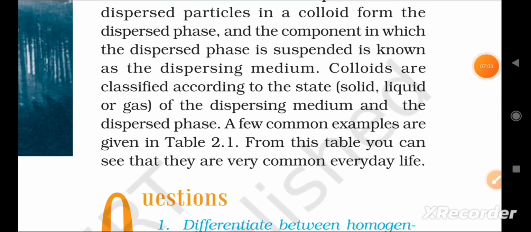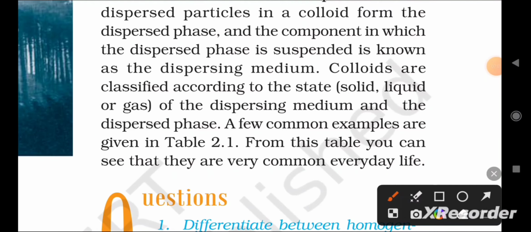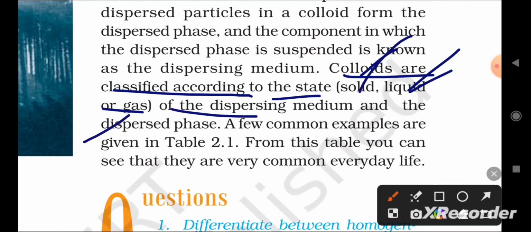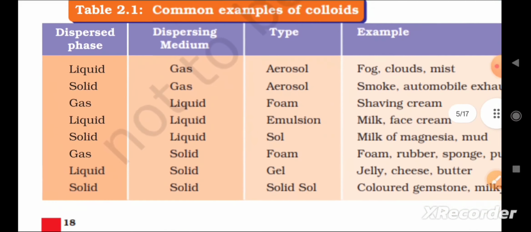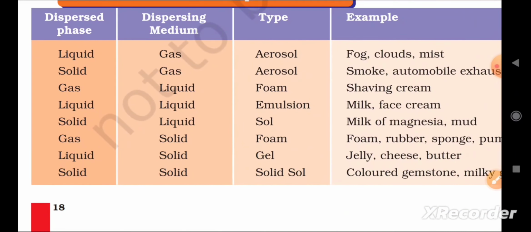Colloids are classified according to the states: solid, liquid, and gas. They are classified into three categories according to the dispersing medium and dispersed phase. A few common examples are given in the table, Table 2.1. It shows the three states, which is the dispersed phase and which is the dispersed medium, and the type of colloidal solution and an example.